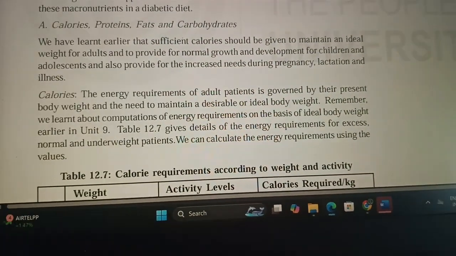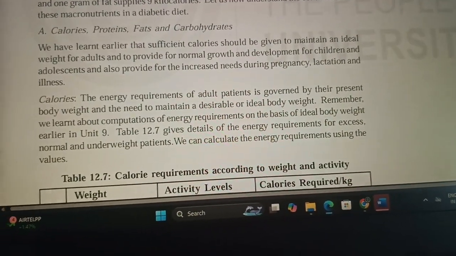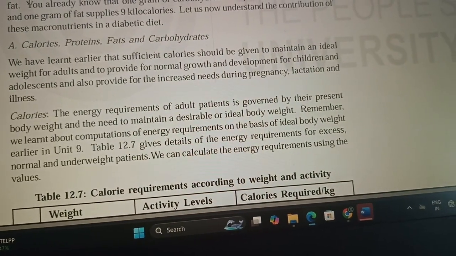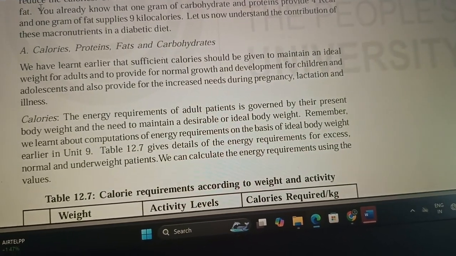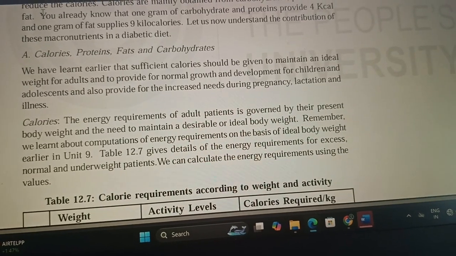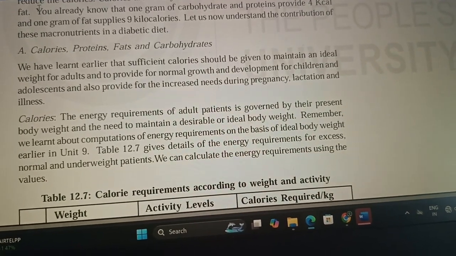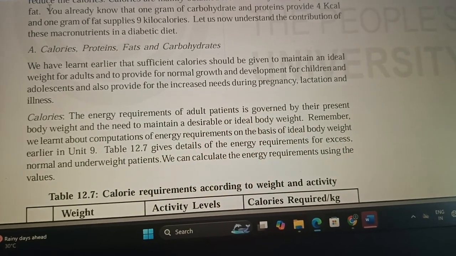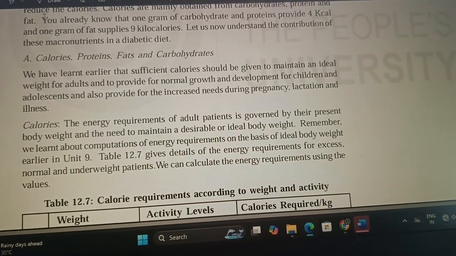Hi guys, in this class we'll learn about the macronutrients. These are calories, proteins, fats and carbohydrates, which are mainly helpful in maintaining the body weight and managing diabetes mellitus, and how they will affect the management of diabetes mellitus, whether in a good way or in a negative way.